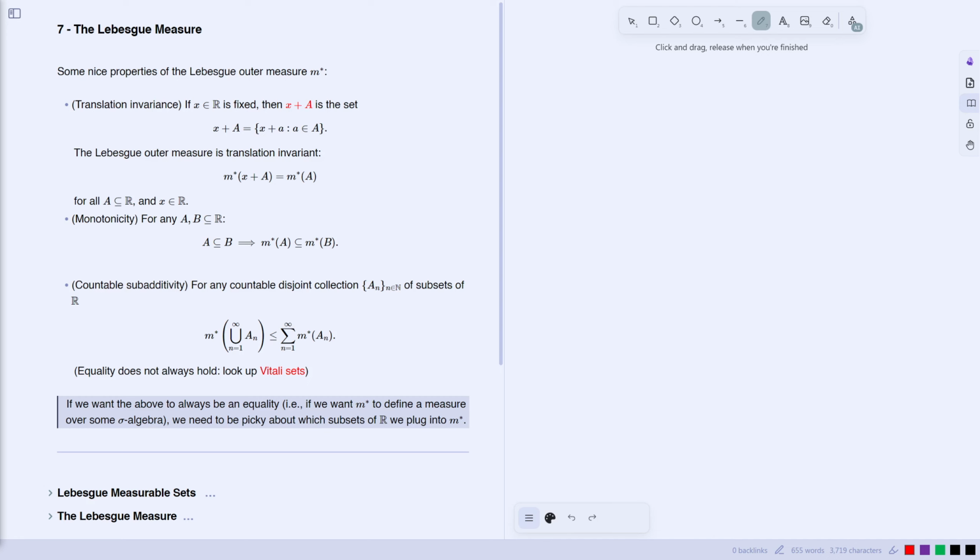Now, since it has been a long time since we've talked, I would recommend that you review what an outer measure is, because we're going to be building off of that today.